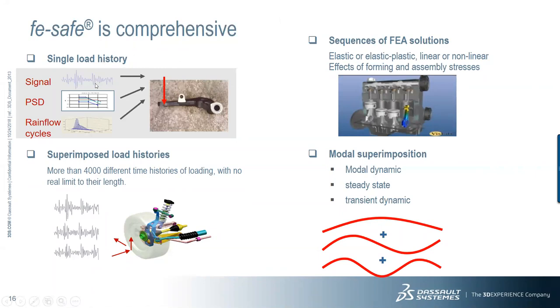So in fe-safe, there can also be different load histories. There can be a single load history in which you are just applying a single load and superposing it with some particular signal, or you are doing a PSD type analysis. You can also use a superimposed load history in which at one time there are multiple loads acting on the component, and you take those different loads, multiply them with the corresponding signals, add all of those signals together, and calculate how many repeats of those will be possible.